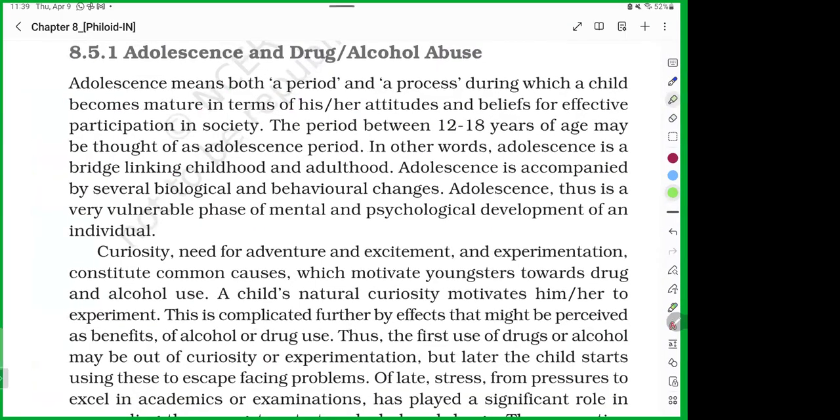Adolescence is both a period and a process in which a child becomes mature, attitudes change, belief systems change, and it determines how he will develop in society. What is the adolescent period? Correct, 12 to 18 is the adolescent period. This number is really, really important. Adolescence is what links our childhood to adulthood. So this period decides what kind of person you become.